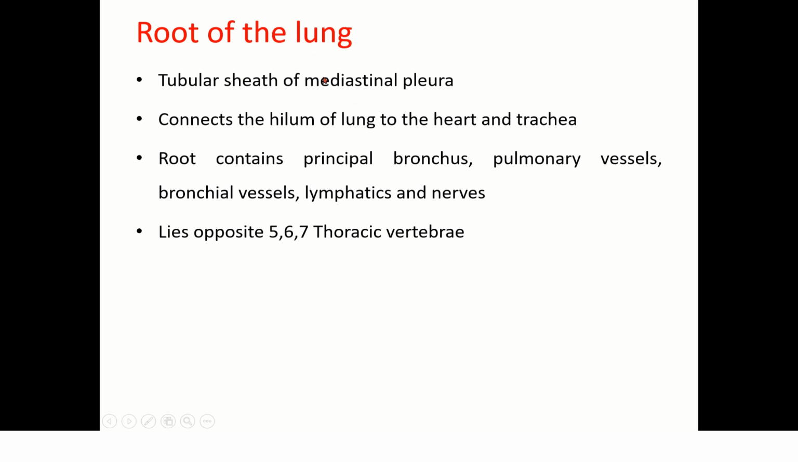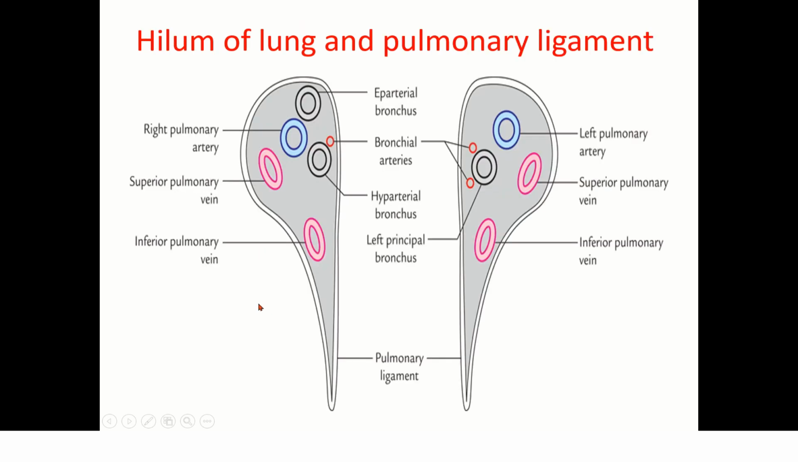Root of the lung: it is a tubular sheath of mediastinal pleura that connects the hilum of the lung to the heart and trachea. The root contains the principal bronchus, pulmonary vessels, bronchial vessels, lymphatics and nerves. It lies opposite the 5th, 6th and 7th thoracic vertebrae. You can see here, this is the hilum of the right lung, this is the hilum of the left lung, and these are the pulmonary ligaments.